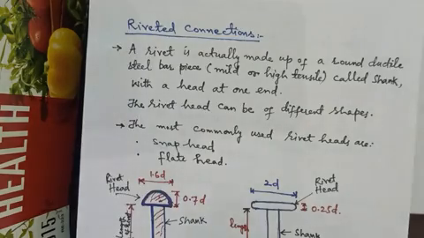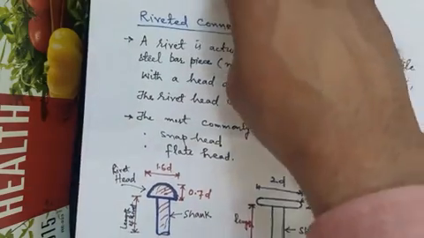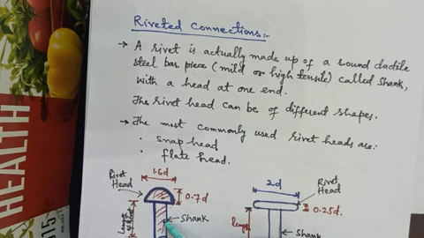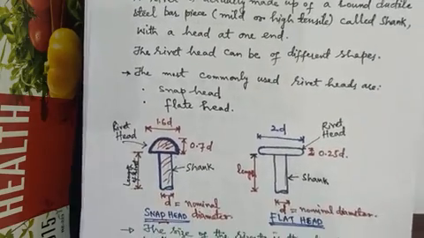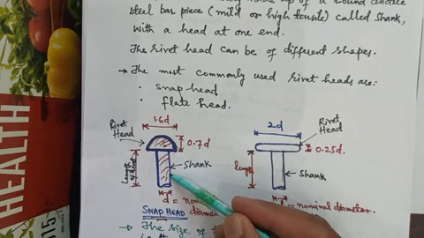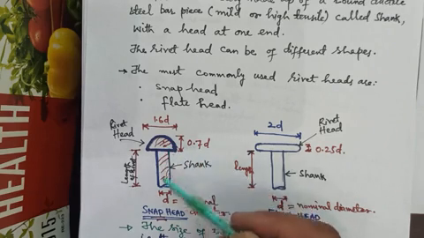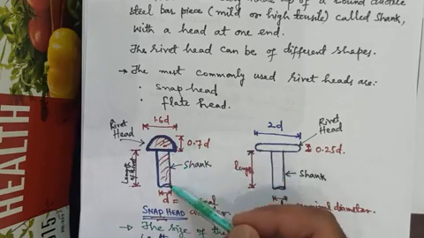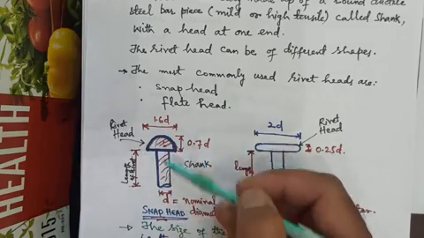So in the case of rivet connections, rivets are used to connect different structural steel elements. A rivet is actually made up of a round ductile steel bar which has a shank and a head at the other end. So this is the shape of a rivet. This is called a snap head. This is called the head of the rivet. This is called the shank of the rivet, and this shape of the rivet is called a snap head rivet.